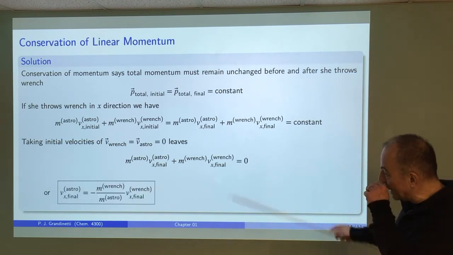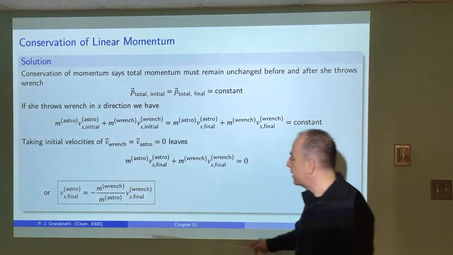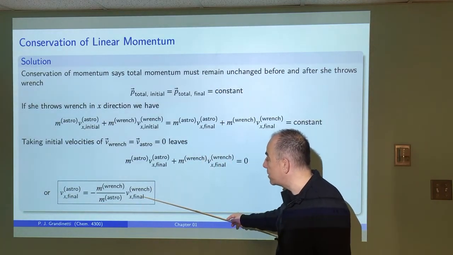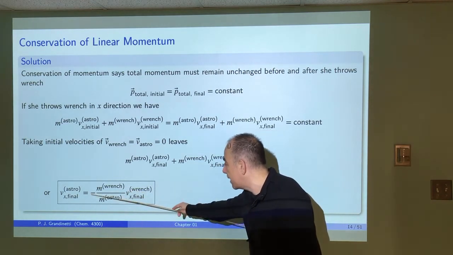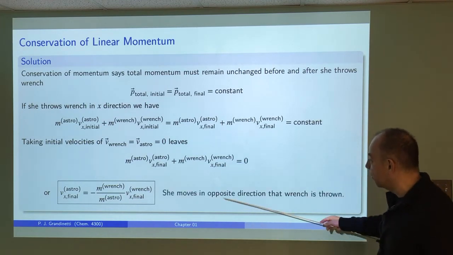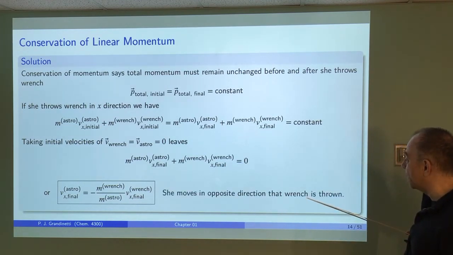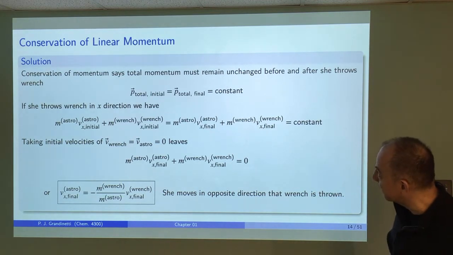So if we take that expression and rearrange it, we get that the final astronaut velocity is just going to be equal to the wrench's final velocity times the ratio of the mass of the wrench divided by the mass of the astronaut, with a negative sign there. So that's what we need for the astronaut to move in the opposite direction that the wrench is thrown. All right, so this is just a quantitative example of how you can use linear momentum conservation.